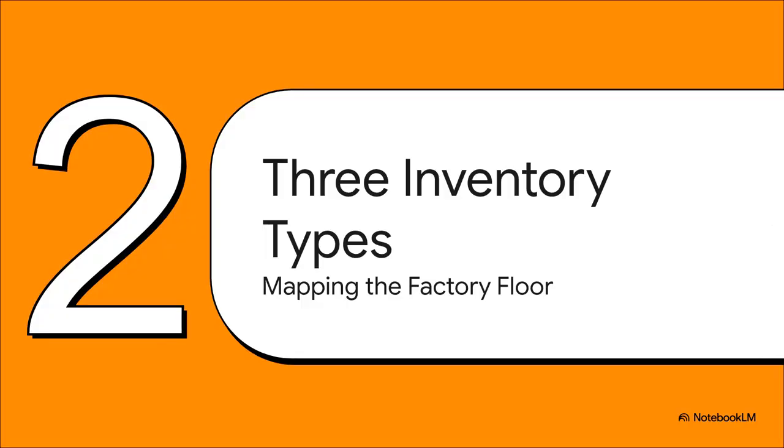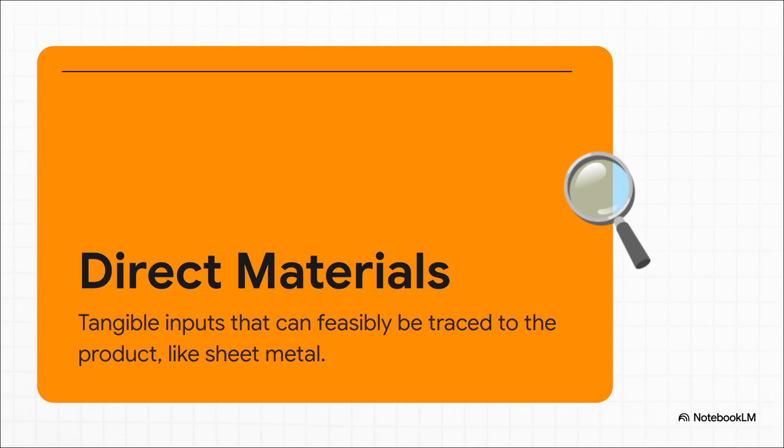Section 2. The 3 inventory categories. So, let's look at that first category, direct materials. You can think of these as the raw ingredients just hanging out in the warehouse before any production actually starts. By definition, these are tangible inputs that can feasibly be traced straight to the product. A classic example? A huge stack of sheet metal waiting to be welded into heavy equipment.